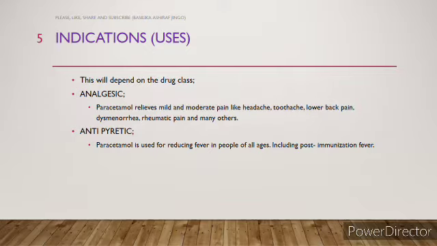Dysmenorrhea means painful menstruation. And many others. Then the antipyretic effect: it is used in reducing fevers in all people of all ages, and it is also used in post-immunization fever, because after immunizing these children, most times they get some fever. It's the one we call the post-immunization fever.